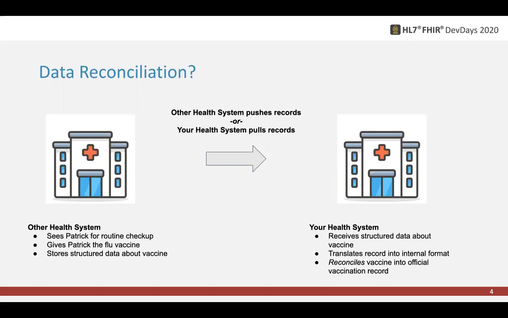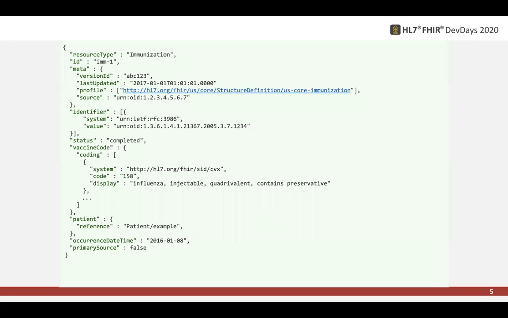It might be coded as CCDA, maybe as FHIR, maybe as HL7. You're going to take that record and translate it into your internal format, and then you're going to reconcile the vaccine into the official vaccination record. And so what we're here to talk about is that last piece and how you use FHIR for that, and the things that you need to know about FHIR for that. All the rest of this, of course, is a huge world of interoperability that we're ignoring here. But for the sake of time, this is what we're going to talk about.